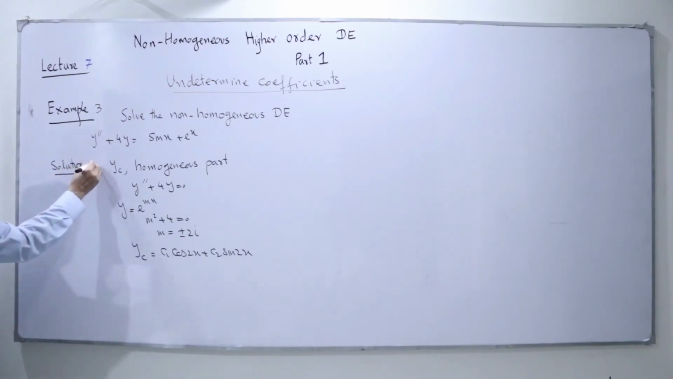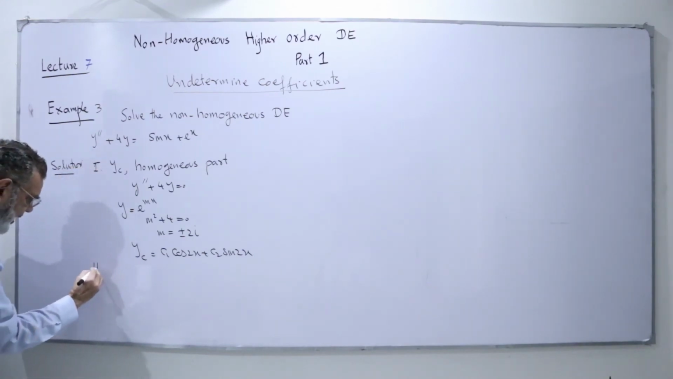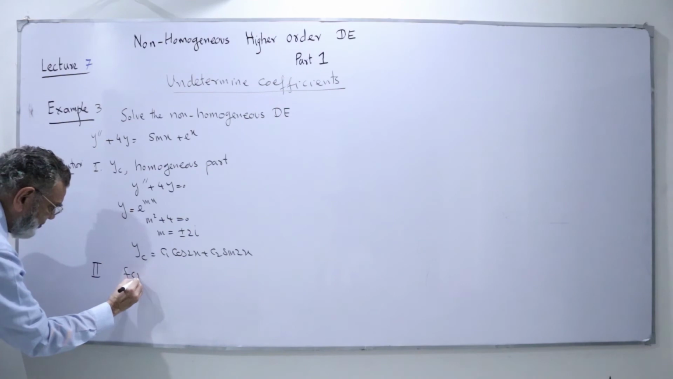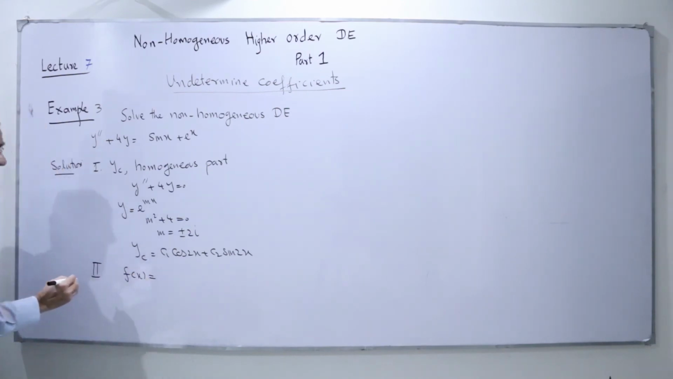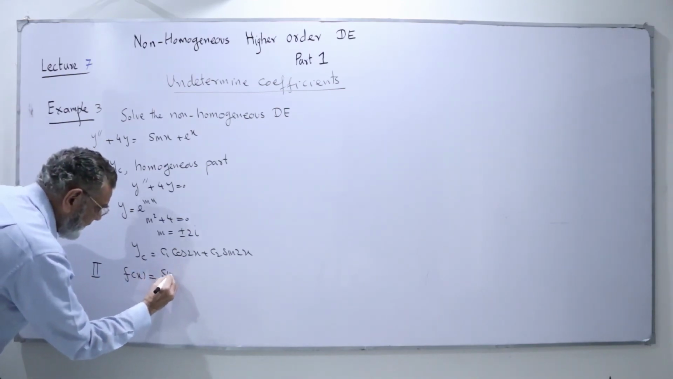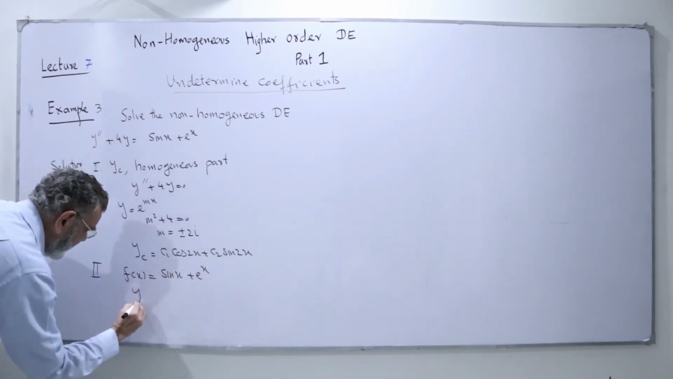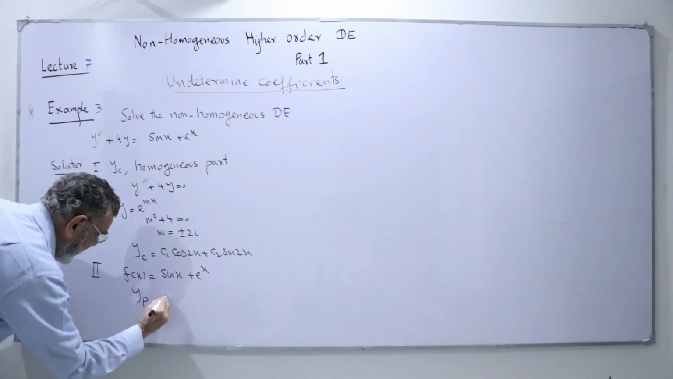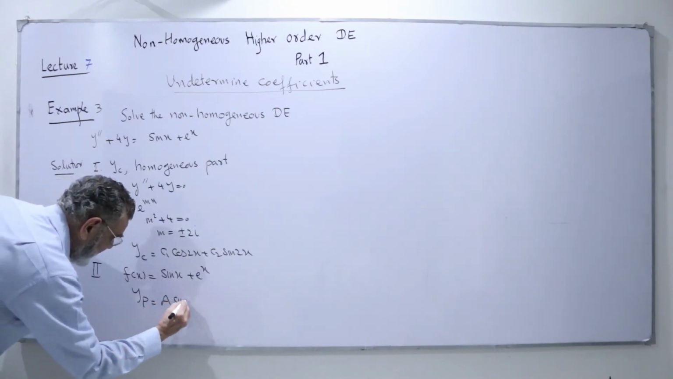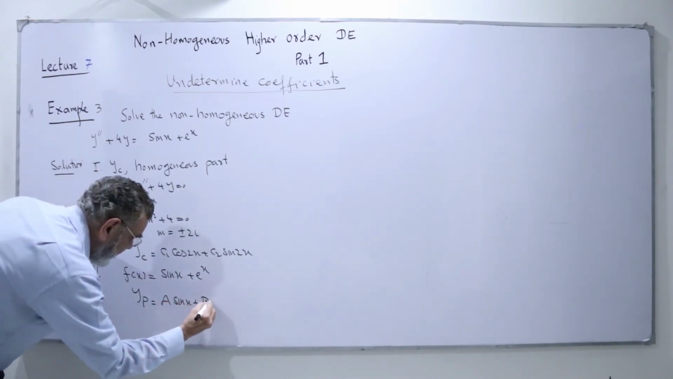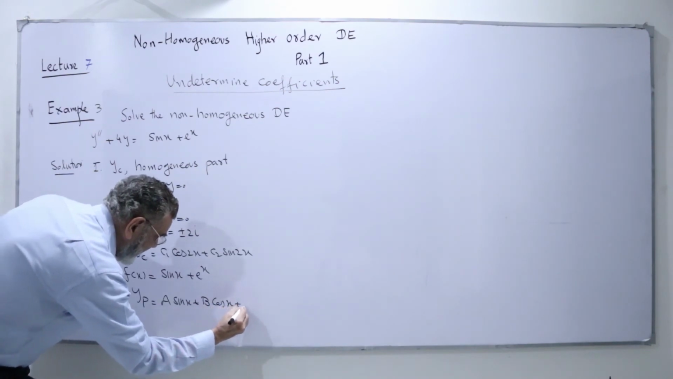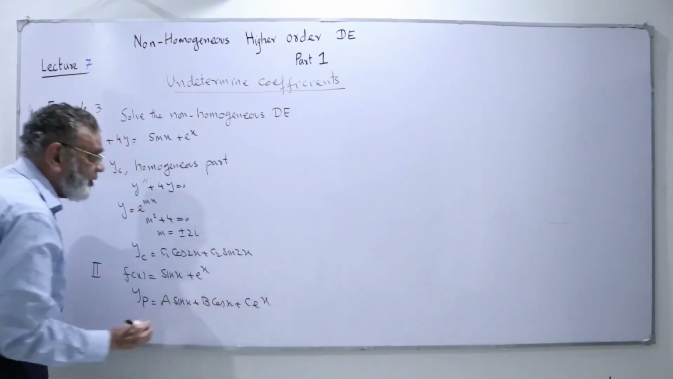Now I can write my yp. To write yp, I have been given f of x. My f of x is equal to sine x plus e to power x. Now I write my yp in standard form: yp is equal to a sine x plus b cosine x plus c e to power x.